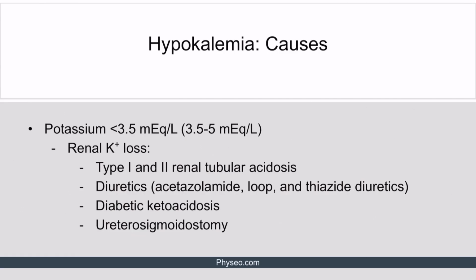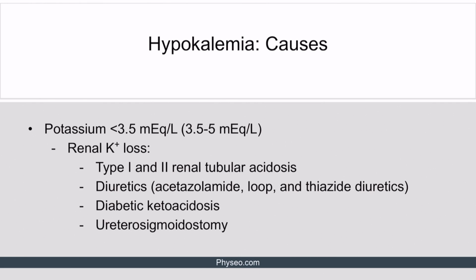Renal potassium loss also occurs in type 1 and type 2 renal tubular acidosis. Type 1 renal tubular acidosis increases potassium secretion from the collecting tubule, while type 2 renal tubular acidosis prevents potassium reabsorption in the proximal convoluted tubule. Acetazolamide, loop, and thiazide diuretics activate the renin-angiotensin-aldosterone system. Due to volume depletion, aldosterone in turn stimulates potassium secretion from the collecting tubule.